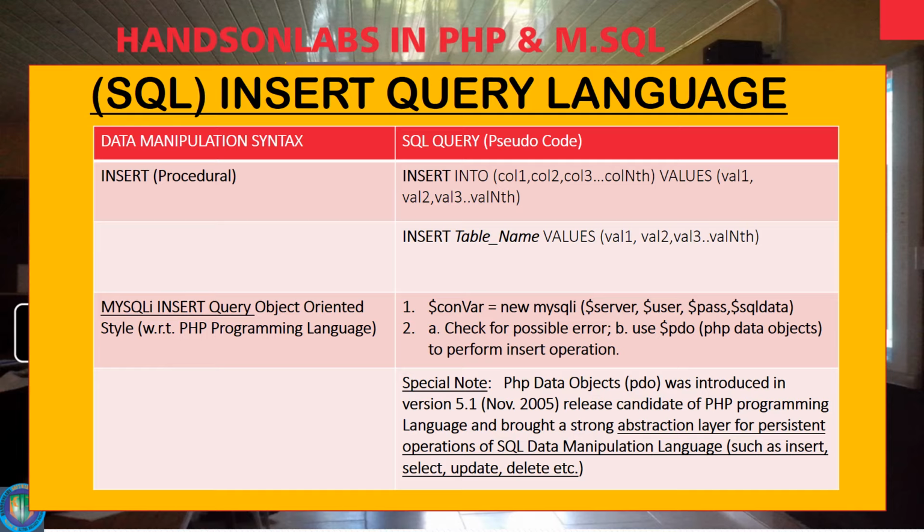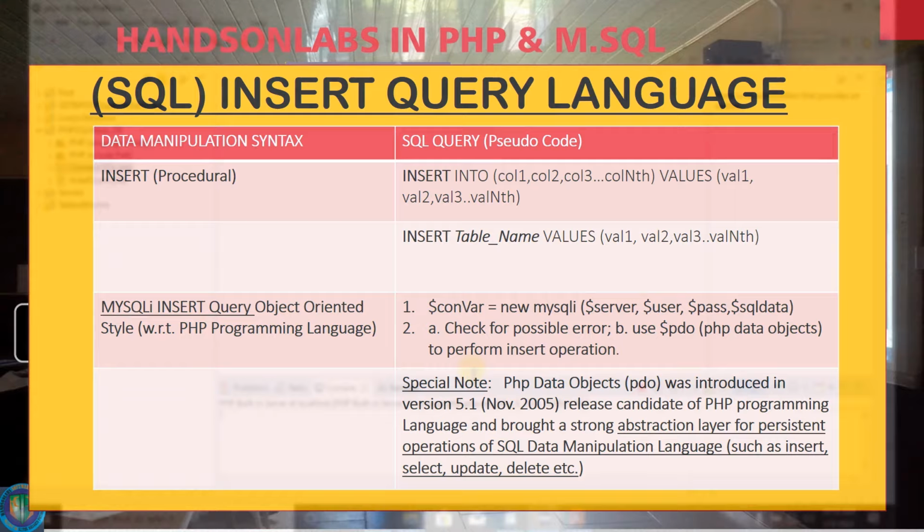Now, the next thing is it checks for the possible error using the PDO, the PHP Data Objects, to perform insert operations. There's something we need to take note of here: PHP Data Objects was introduced in version 5.1, in November of 2005, with the release candidate, introducing a strong abstraction layer for persistent operations of SQL data manipulation languages such as insert, select, update, delete, etc. This is a very important theoretical concept that needs to be grasped.